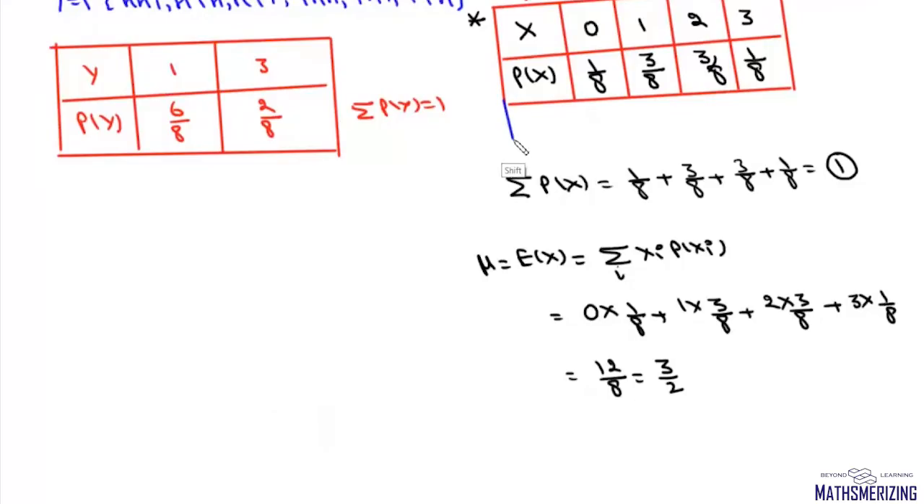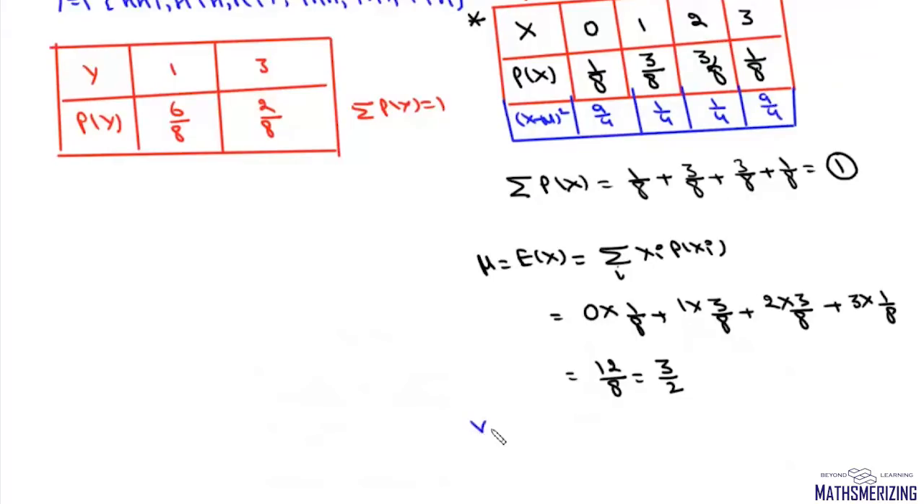Now we'll calculate its variance in two ways. Here the value of mu is 3 by 2, so we'll make this table of x minus mu square. Now this is 0 minus 3 by 2 square, so it will be 9 by 4. 1 minus 3 by 2 is minus 1 by 2. Minus 1 by 2 square is 1 by 4. Now 2 minus 3 by 2 is 1 by 2. 1 by 2 square is again 1 by 4. And 3 minus 3 by 2 is 3 by 2. And 3 by 2 square is 9 by 4.